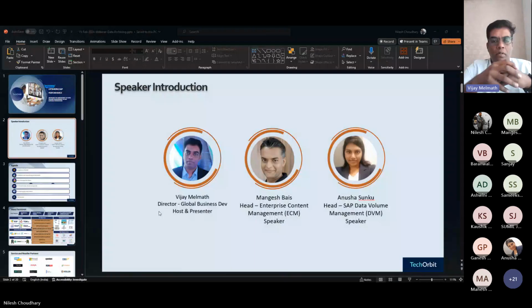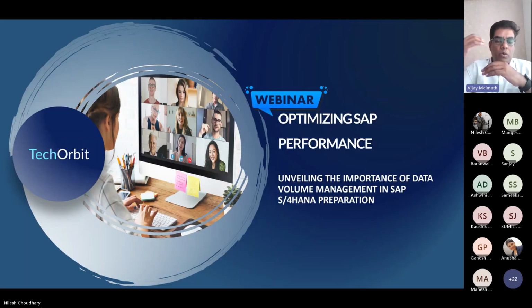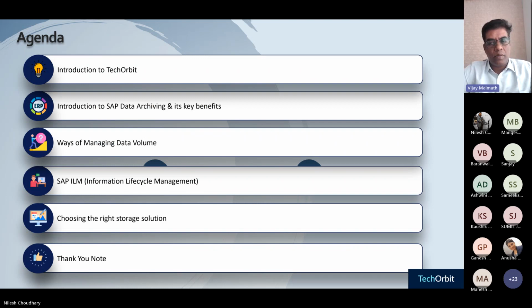We have a very packed agenda of about 1 hour, wherein the first 40 odd minutes we'll spend time talking about what data archiving and ILM are, and how we optimize the performance of SAP through third-party storage solutions or cloud-based solutions. Then we will also talk about some real-time examples where we have delivered complex projects, which will give real-time insights into what we have done in terms of optimizing performance.